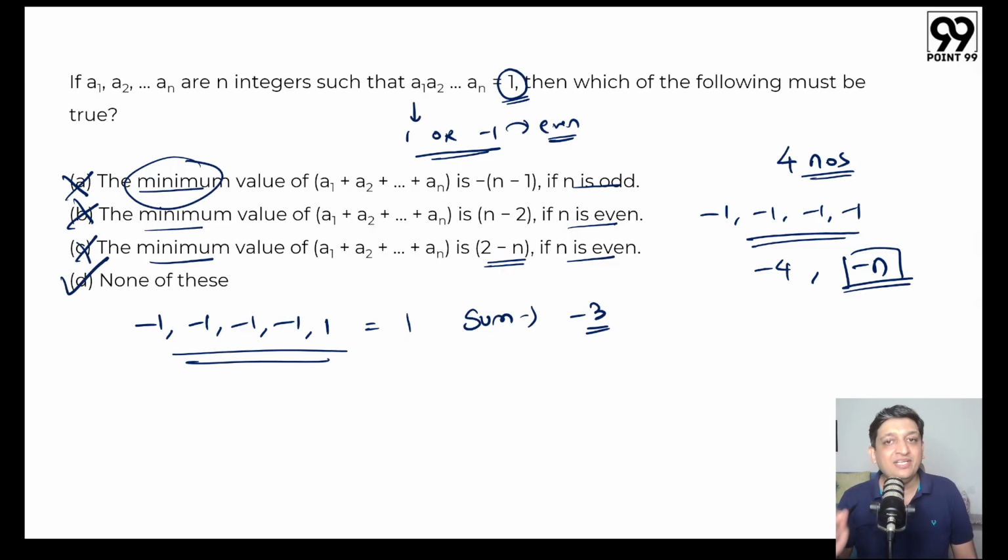If n is even, then the minimum value is going to be minus n, and if n is odd, it's going to be minus of n minus 2. So that is something that you can derive. If you are not able to understand this, let me know in the comment section. But it's a fairly straightforward question if you take values and solve it.